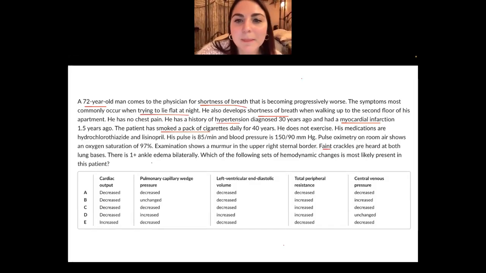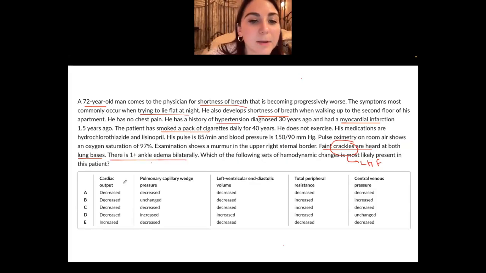Okay. He's got a murmur. Fine, it's probably from the heart attack. Faint crackles are heard at both lung bases. Crackles, that's our left heart failure. Remember, crackles, left heart failure.